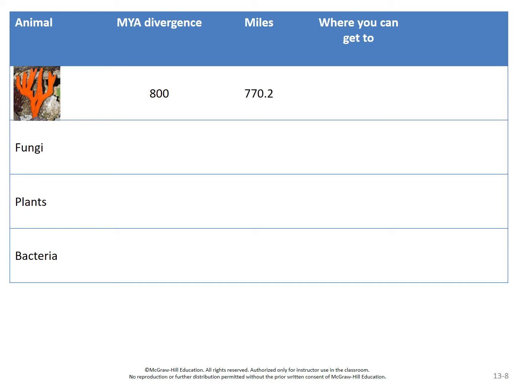Now that's about 770.2 miles, and you can get to Lawrence, Kansas like this. So great place for college basketball, not so much for college football. Plus, you know, Kansas is kind of crazy, so why would you want to go down there and lay down pennies? But anyway, if you laid down pennies all the way to Lawrence, Kansas, that would be our divergence point from the Porifera.